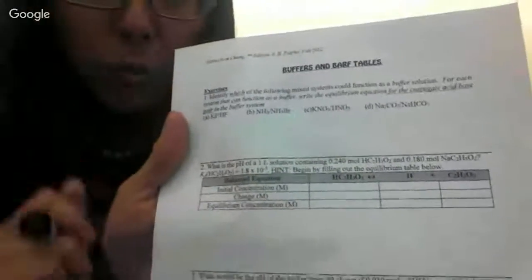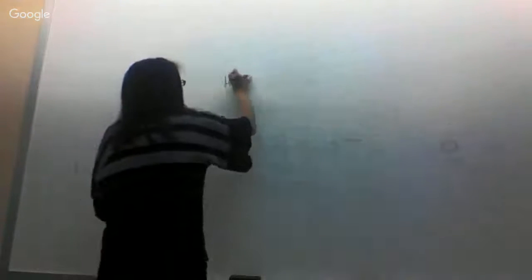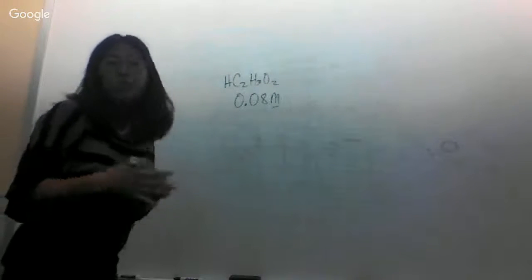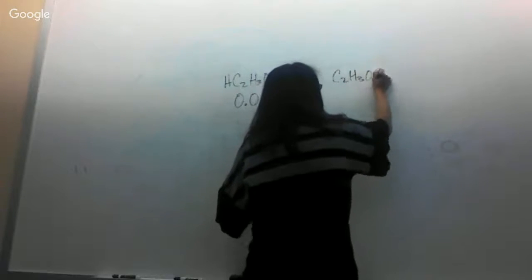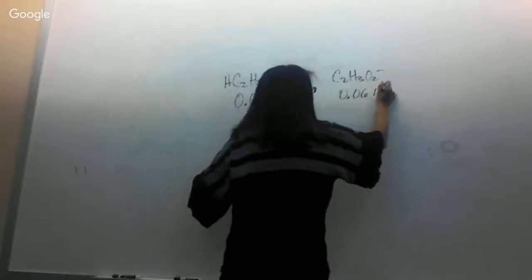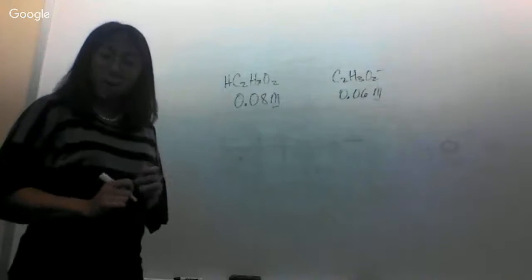Okay, remember that problem, the original problem, all right? So if you remember the ICE table, you had C2H3O2, and if I remember correctly, you had 0.8 molarity of this guy, yes? After you divide it by 3 liters. And then with the leftover, the conjugate base, we had 0.6. Guys, remember that, okay?